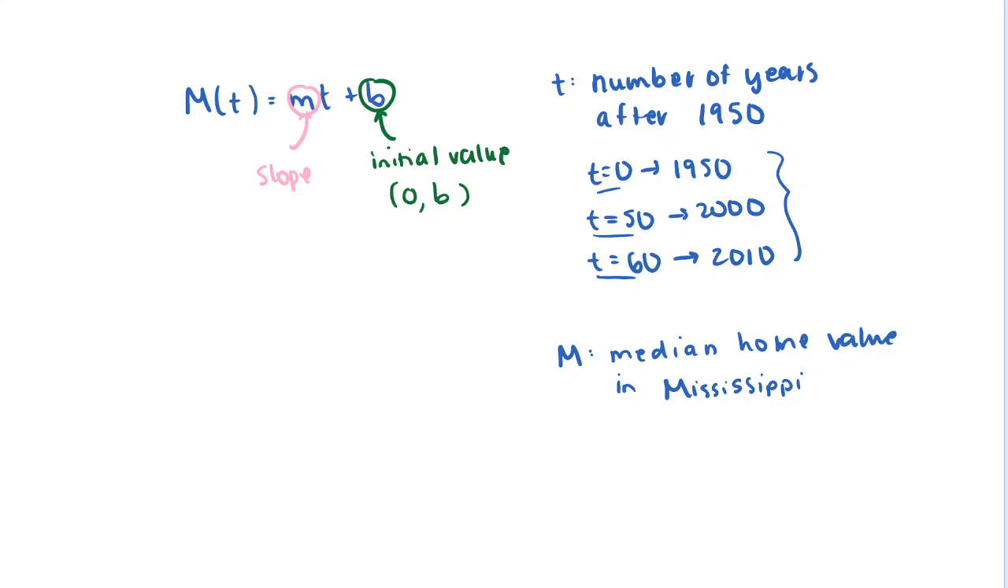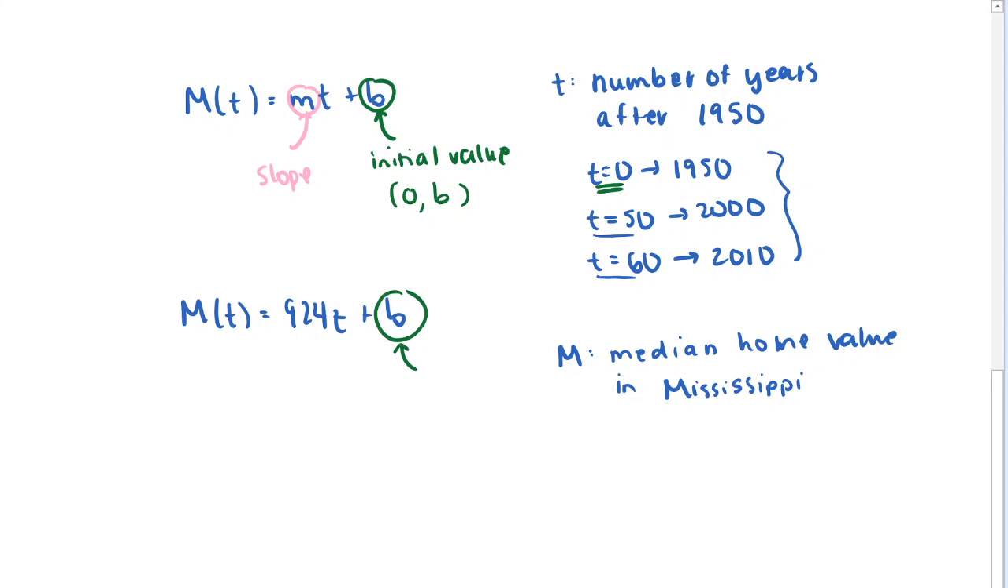We said that the rate of change of the values of the homes in Mississippi, they were increasing by $924 per year. So we know that we have M of t is equal to 924 t plus b. And so now we just need to figure out this initial value. But again, this initial value is the output corresponding to an input of 0. And here, an input of 0, because of the way we defined this input variable, corresponds to the output when the values of the home in 1950.